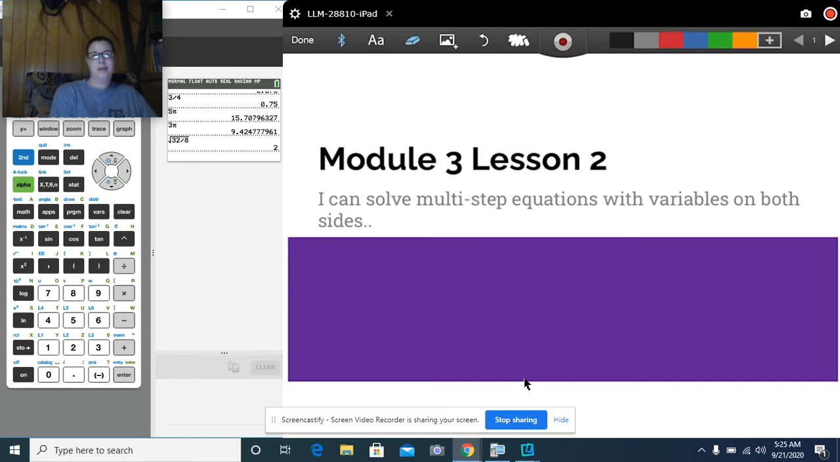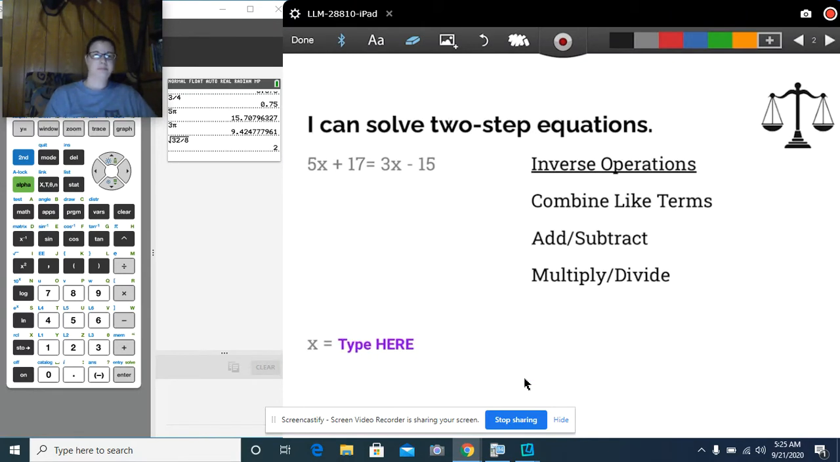Hi, today we're going to add one more step onto what we were working on in Lesson 1. We are working on Unit 3, Lesson 2. I can solve multi-step equations with variables on both sides. So that means we're just adding one more step from what we were doing last week. I'm going to start by showing you how to solve this equation with inverse operation.